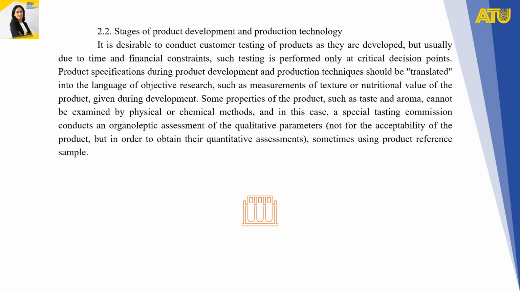Some properties of the product, such as taste and aroma, cannot be examined by physical or chemical methods. In this case, a special testing commission conducts an organoleptic assessment of the qualitative parameters, sometimes using a product reference sample. At some points in this time, in order to obtain a conclusion on the acceptability of both the product as a whole and its individual properties, it is necessary to turn again to consumers. The necessary quantitative data is gradually accumulated, and after production trials, the product is tested in the experimental market or with the involvement of expanded target groups of consumers.